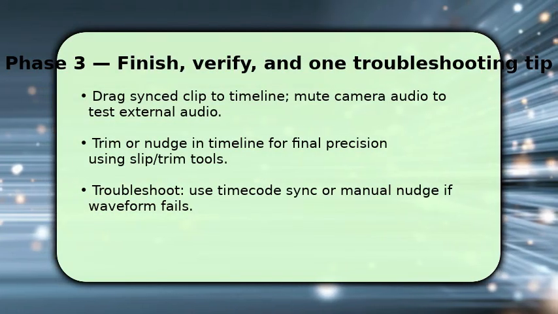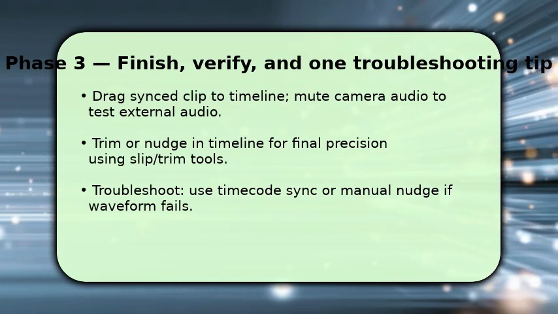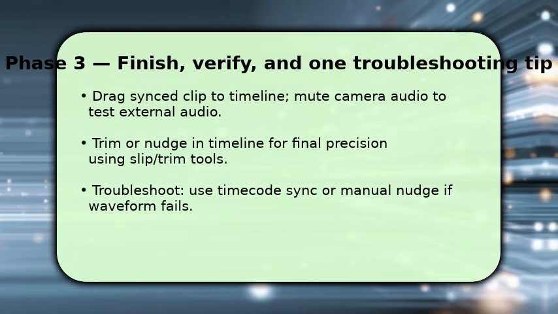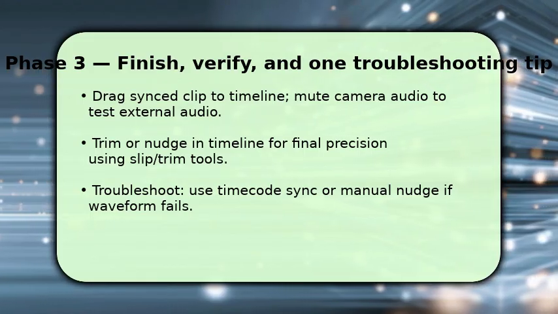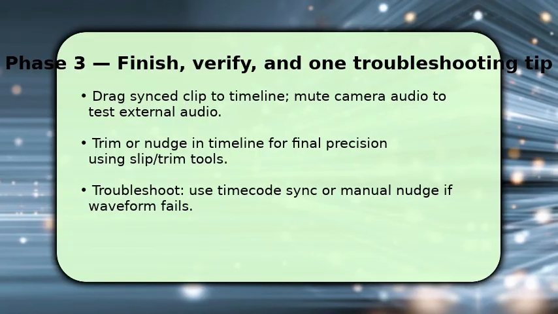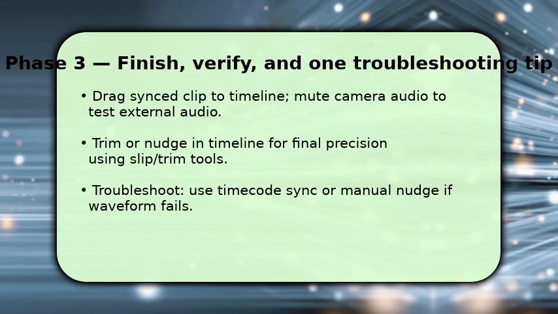Drag the new synced clip to the timeline and immediately mute the camera track to confirm the external audio is in lockstep with the picture. Listen to action where mouth or events hit sound. Scrub and make micro nudges with the nudge and slip tools if needed. Once satisfied, consolidate or render using the synced clip.